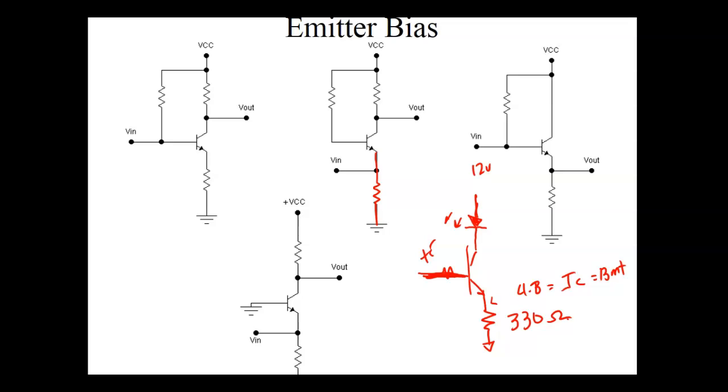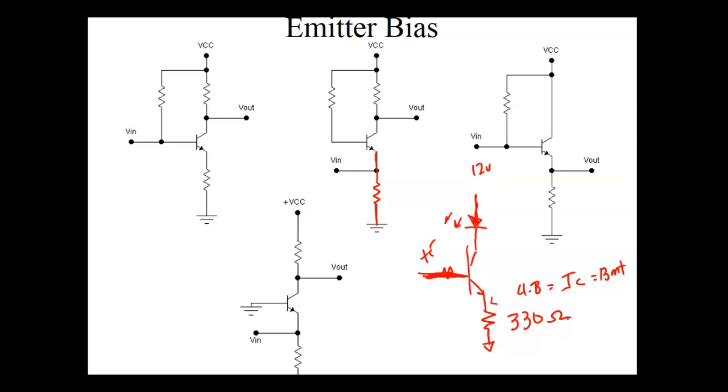Don't make any difference. What would the current flow through the diode be? 4.3 milliamps. I'm setting the current down here. I'm not setting the current by the diode. I'm setting the current by the what? By this resistor right here.